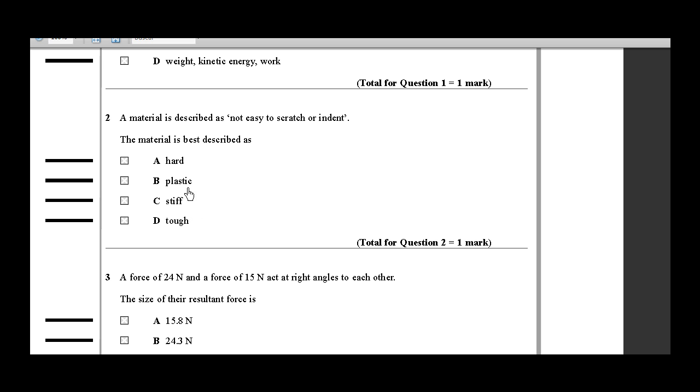And plastic is related to toughness in the sense that you can deform it. You can deform a plastic quite a lot. But in the sense of plastic, it doesn't necessarily mean that it can take a lot of energy. It just means that it can be deformed quite a lot. Tough definitely means it can take a lot of energy, and so hard here means it is not easy to scratch or indent. So question 2 would also be part B.